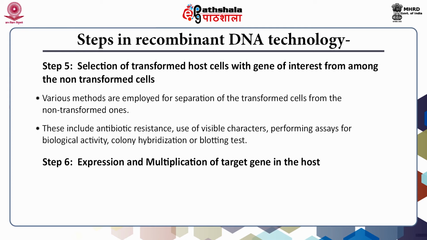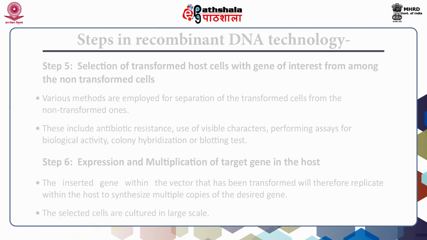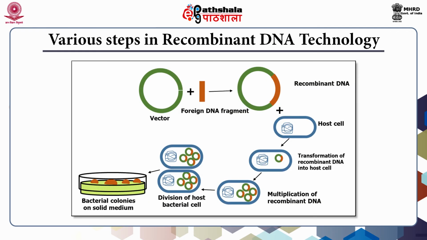Step 6 is the expression and multiplication of target gene in host. The selected cells are then cultured on a large scale. The inserted gene within the vector that has been transformed will therefore replicate within the host to synthesize multiple copies of the desired gene. The figure gives a schematic representation of various steps involved in recombinant DNA technology.